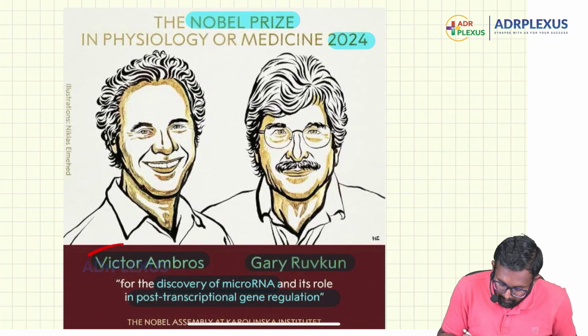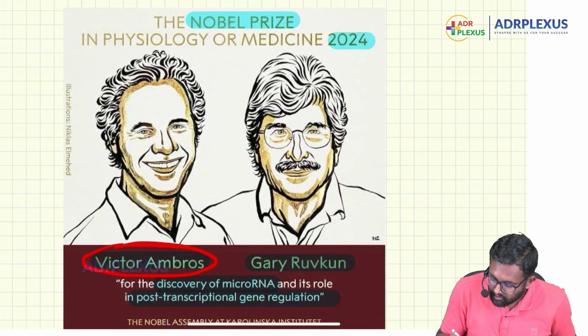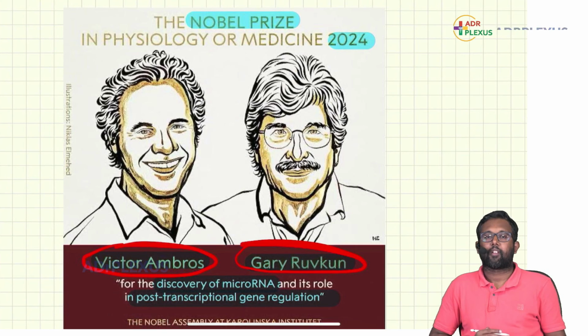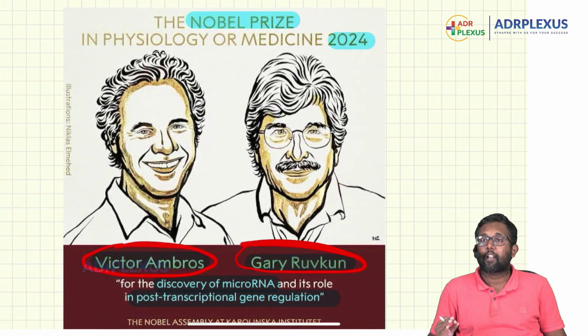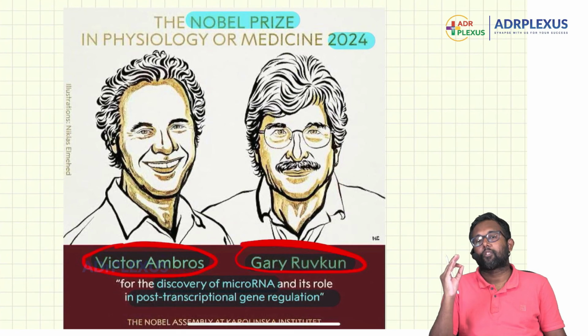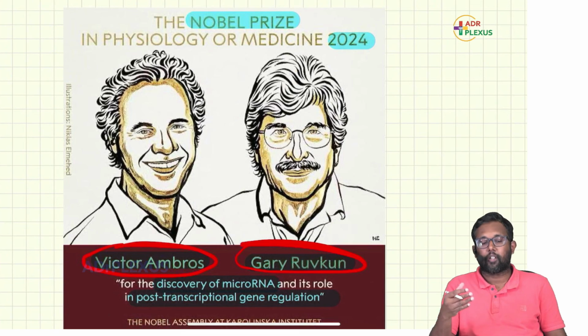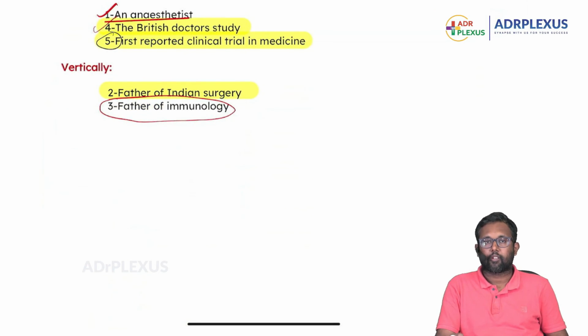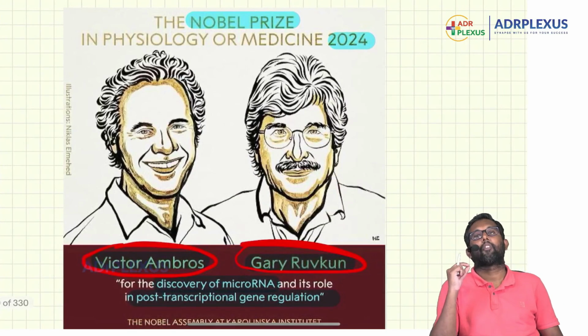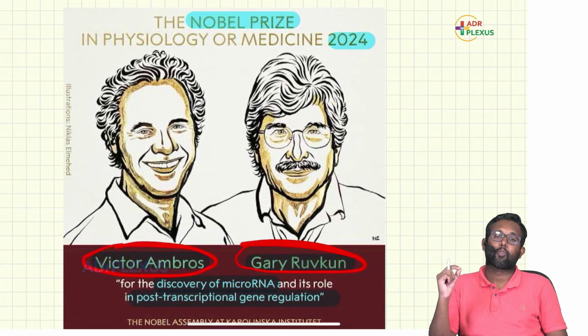Two scientists, Ambros and Ruvkun. They were given the Nobel Prize in 2024 recently for the discovery of microRNA and its role in post-transcriptional gene regulation. You can note it down below the questions here. There is some gap here. You can note it down here. The Nobel Prize in Physiology or Medicine for 2024.